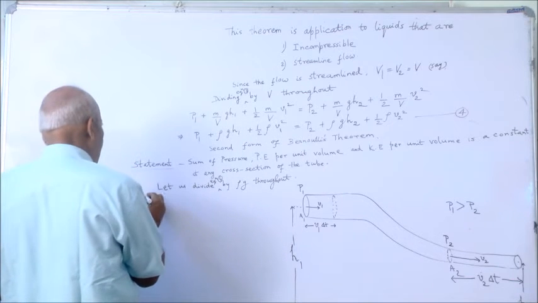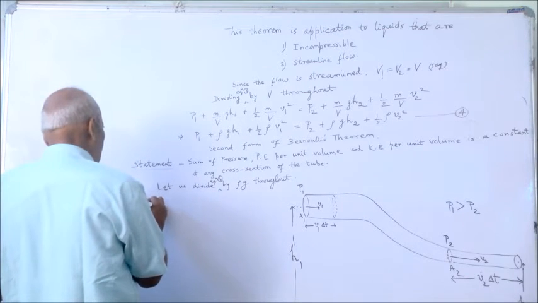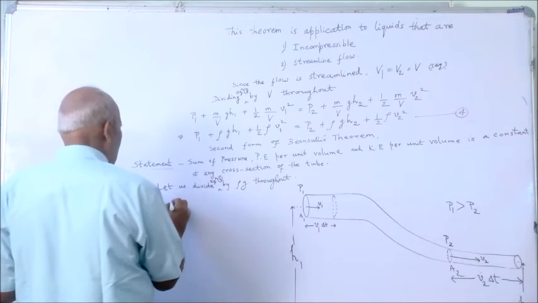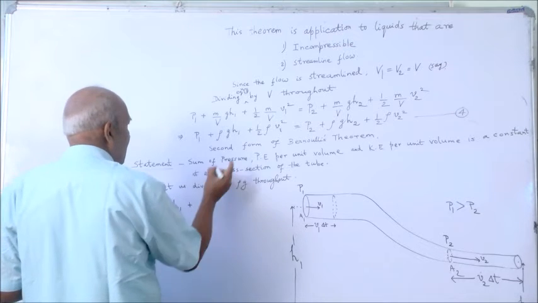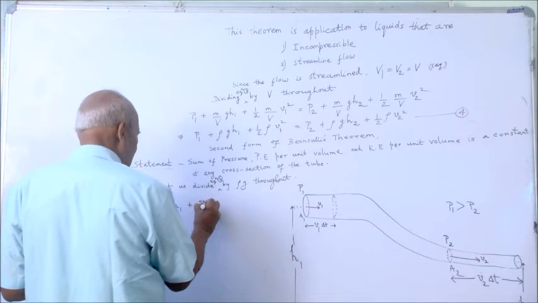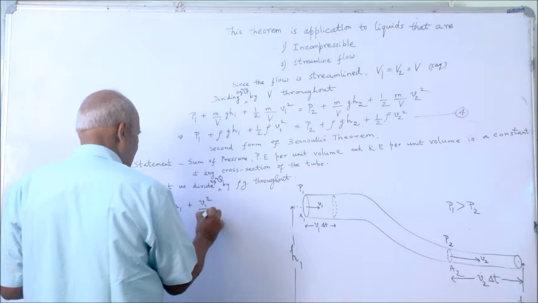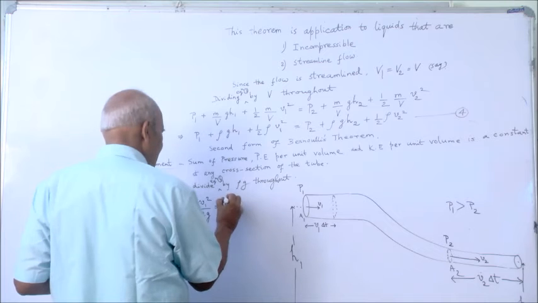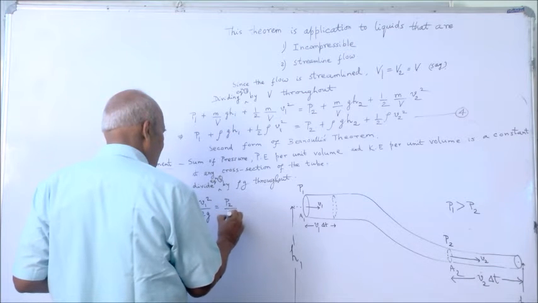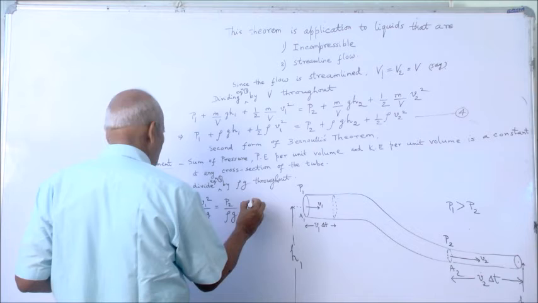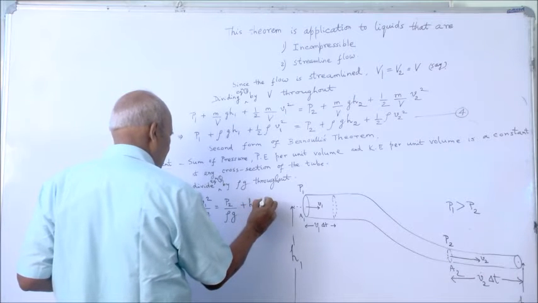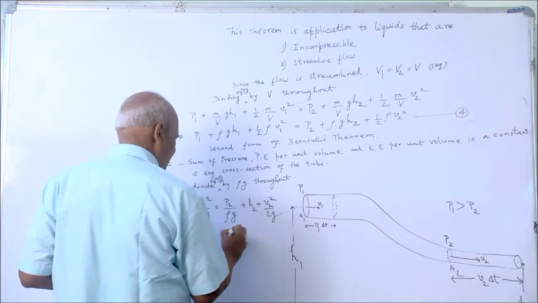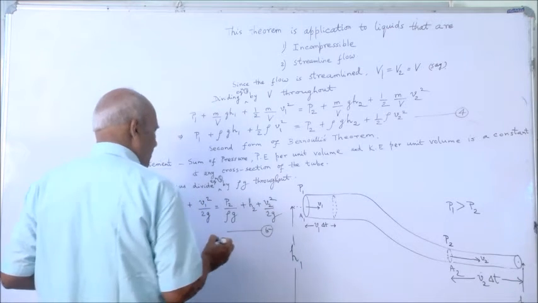So, first term is P1 by rho g, second term is only H1, third term is V1 square by 2g. Then for the right hand side it is P2 by rho g, then plus H2 plus V2 square by 2g. So, it is equation number 5.